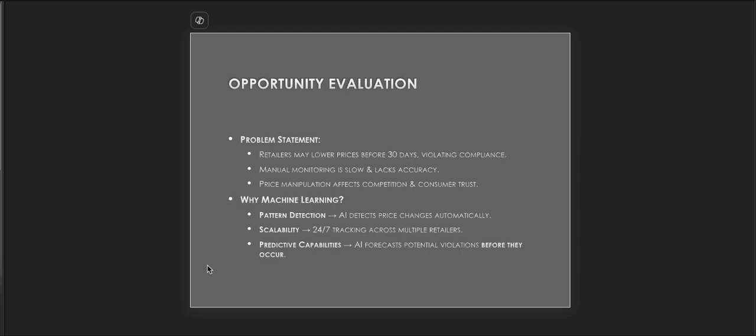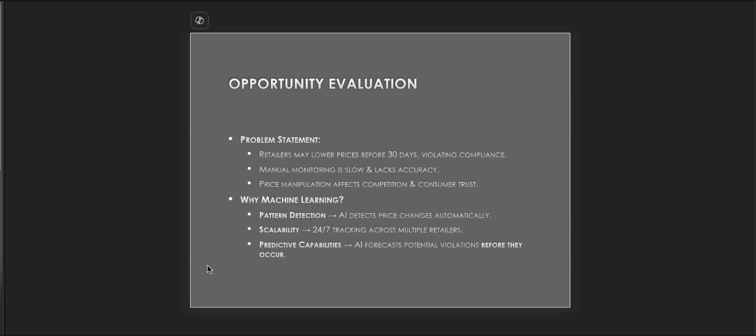Currently, manual monitoring is slow and lacks accuracy. Price manipulation affects competition and consumer trust. And you can also affect the retailer, who gets major fines of $1 million per instance. And the ACCC can retroactively go back and check all the times this occurred.